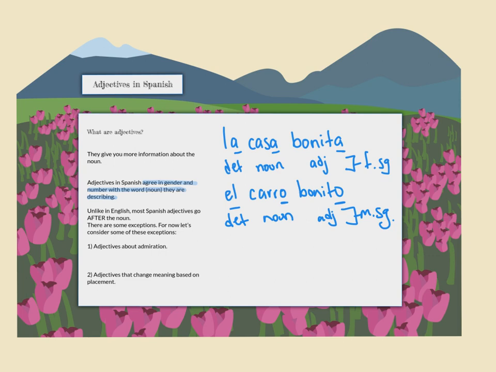Okay, now if I wanted to make it plural, same thing. In this case, I'm going to have to change the determiner there and go for los carros bonitos. So I have to add an S in every single position. Los carros bonitos. And now you have a masculine plural construction. Same thing here. If I wanted to say las casas bonitas, again, I have to add an S in every single part of the sentence. And that's why there's so many clues in Spanish to help you out with determining the gender of the noun.